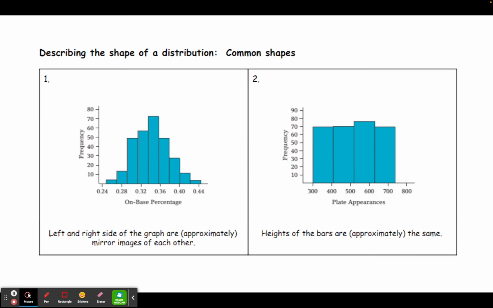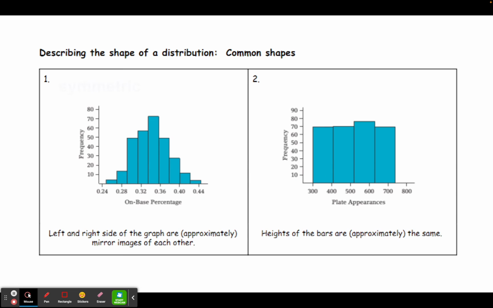Now, once we make histograms, often what we want to do is talk about the overall shape of the distribution, and we're going to now discuss some common shapes that you'll see. And you have to keep in mind that when you're graphing actual data, your shapes are never going to be perfect. So you have to think about approximate shapes.